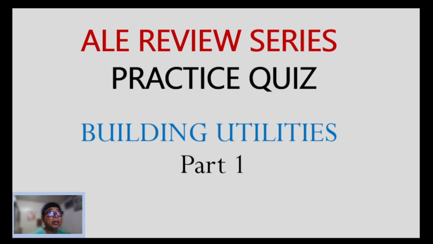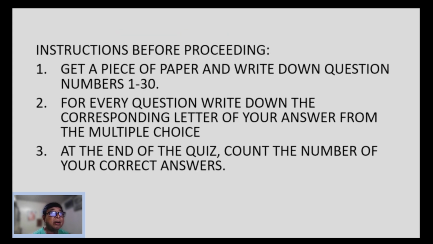So welcome to our Ale Review Series practice quiz, and our topic for today is building utilities. This is part 1. Before you start answering the quiz, get a piece of paper first and then write down numbers 1 to 30 for every question. And then for every question, write down the corresponding letter of your answer from the multiple choice.